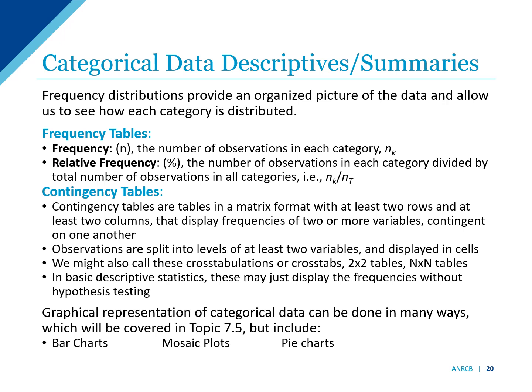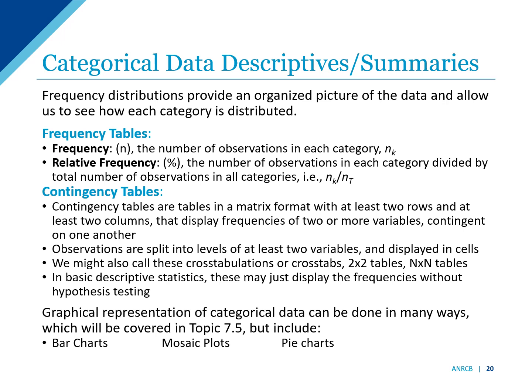Frequency tables display the frequency or number of observations in each category of a variable, which is usually represented by n, and the relative frequency of each category, which is the number of observations in each category, divided by the total number of observations, usually represented by a percent symbol.